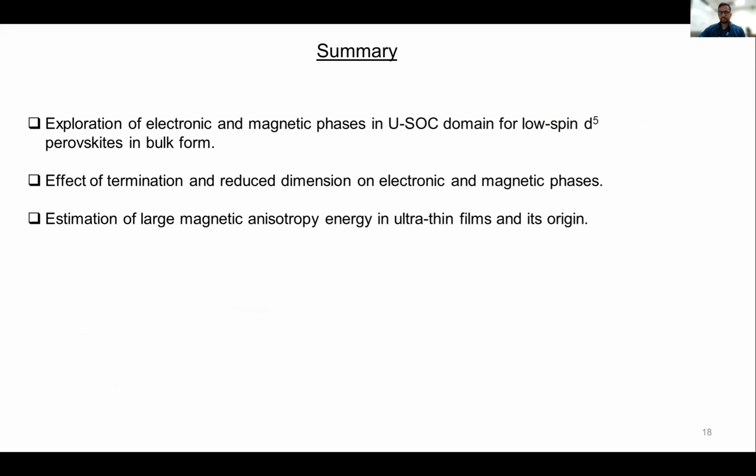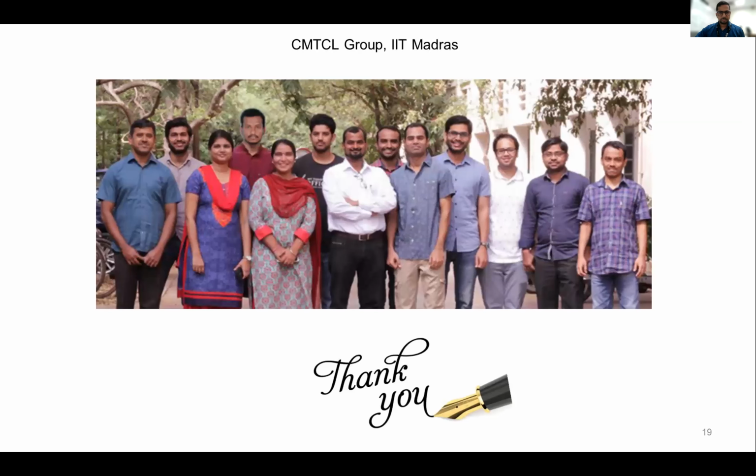So here I will summarize my talk. We explored the novel quantum phases in the U-SOC regime. We explored how these novel quantum phases transform as a function of termination and dimension, and we estimate very large magnetic anisotropy in the thin films and its underlying origin. So thank you.